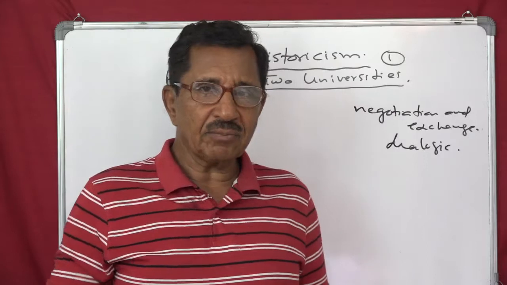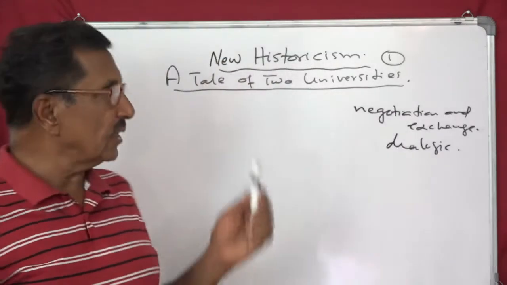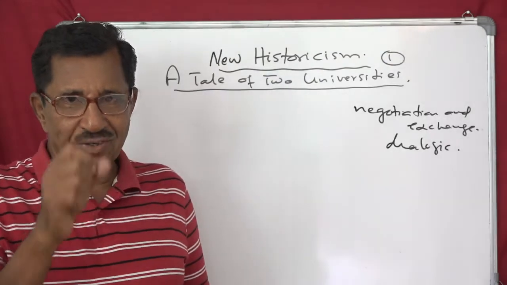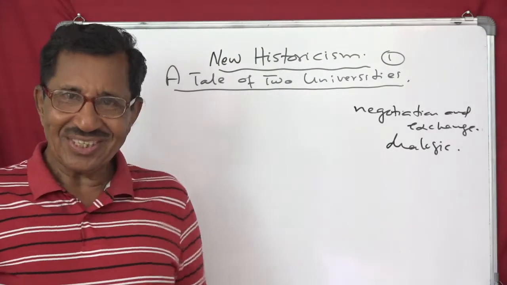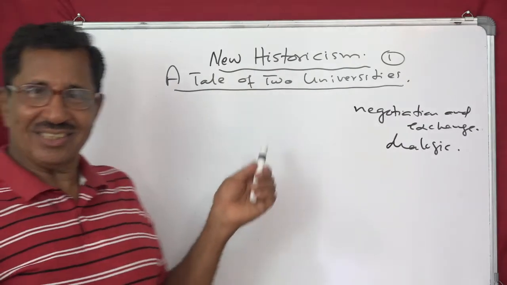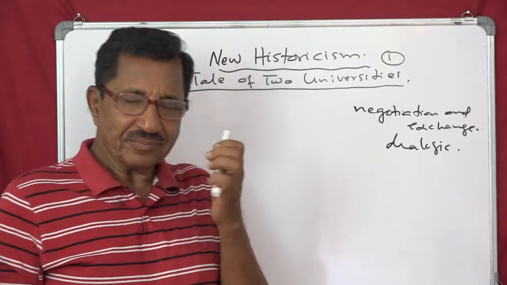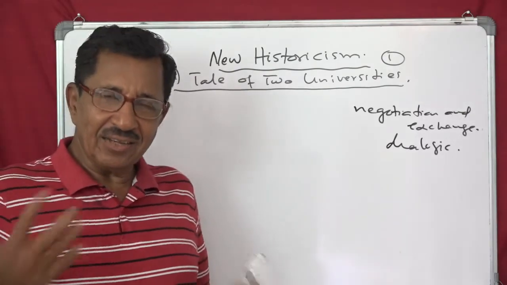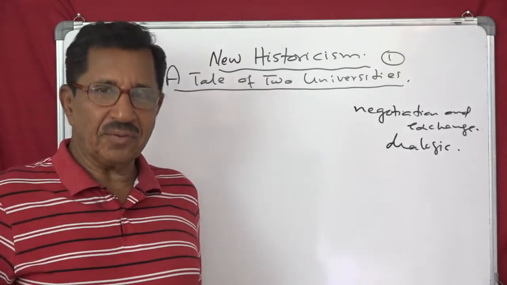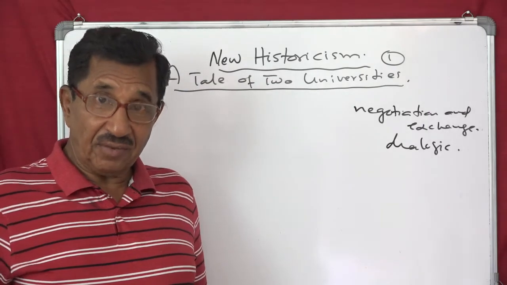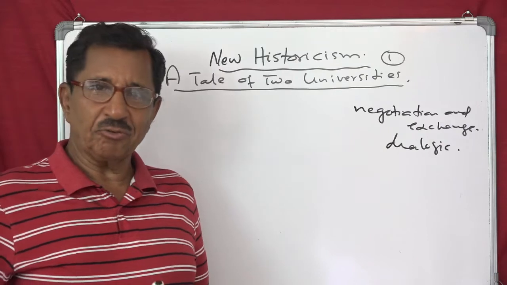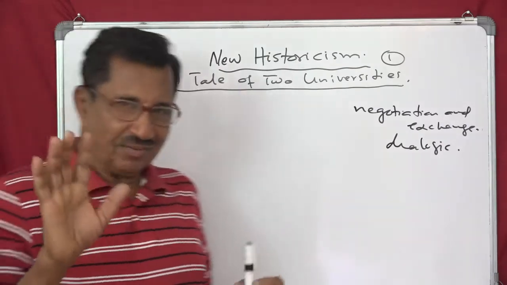Now coming back, that's by way of introduction, I just told you what this new historicism is. New historicism is a literary theory, for the time being. And it gives importance to the background of the literature. And therefore we say it is diametrically opposite to new criticism. For the time being we understand that much.